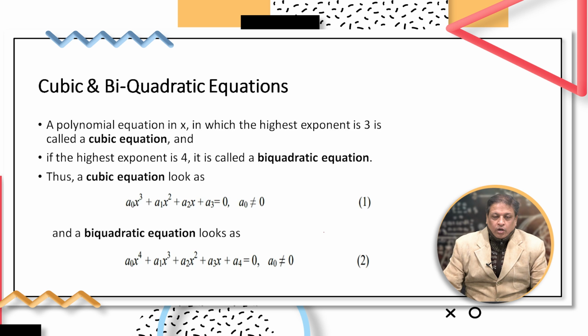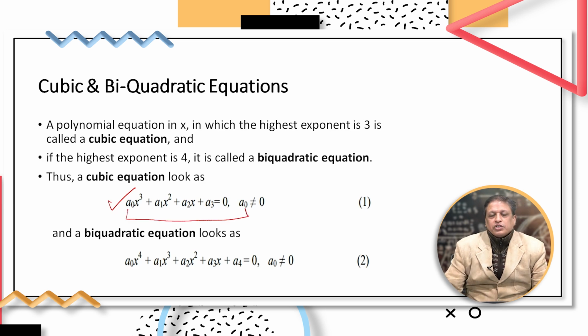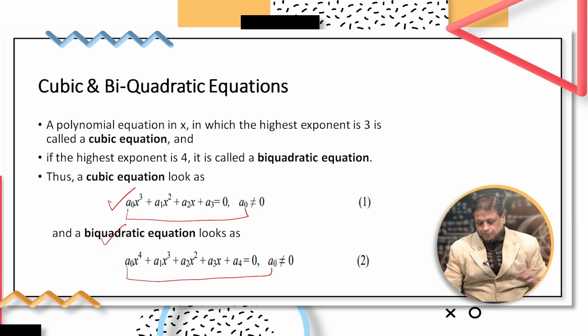We also learned about the cubic equation and the biquadratic equation. The cubic equations are of the form a naught x cube plus a1 x square plus a2 x plus a3 equal to 0, where a naught is not equal to 0, that is, a naught is the coefficient of x cube. If a naught turns out to be 0, then the equation will reduce to a quadratic equation. On the same line, the biquadratic equation is a naught x to the power 4 plus a1 x cube plus a2 x square plus a3 x plus a4 equal to 0. Again a naught is not supposed to be 0, because if it is 0, the equation will reduce to a cubic equation.